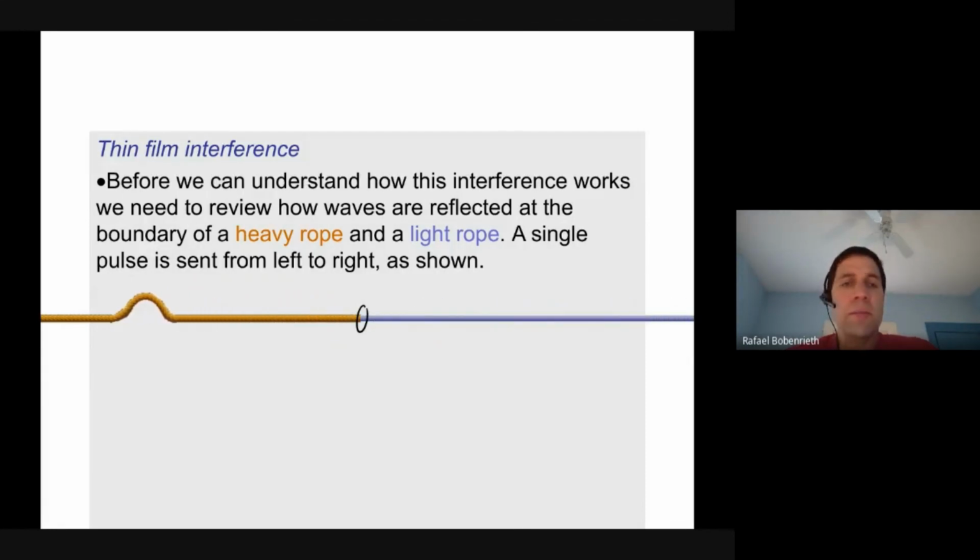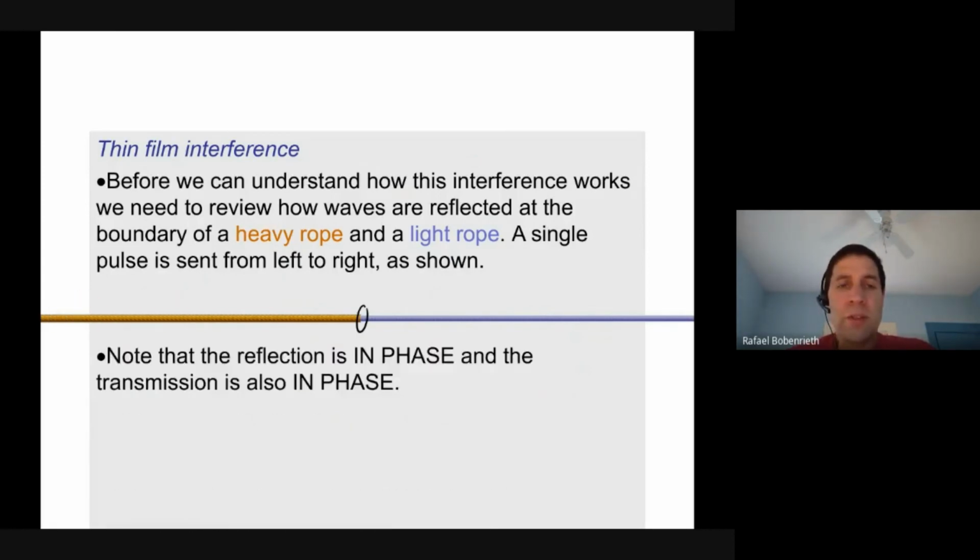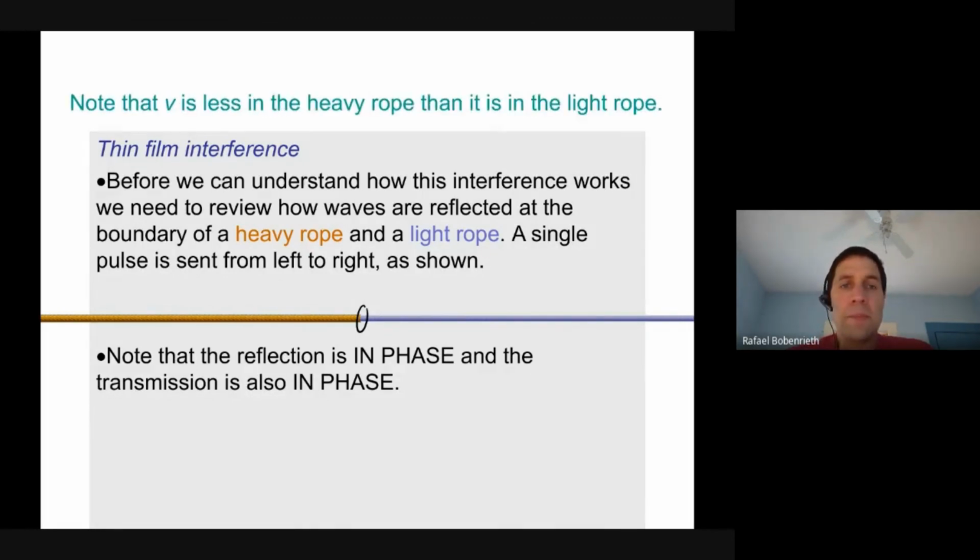Okay, I'll just do it one more time. Notice what happens at that transition point. You get a reflection and you get a transmission. Key idea here is both the reflection and the transmission are in phase with each other. In other words, I have a crest coming in, I have a crest going out, reflected back, and I also have a crest transmitted through. The reason for this is because the speed in the heavy rope is slower than the speed of the wave in the light rope. Okay, that's another key idea here.